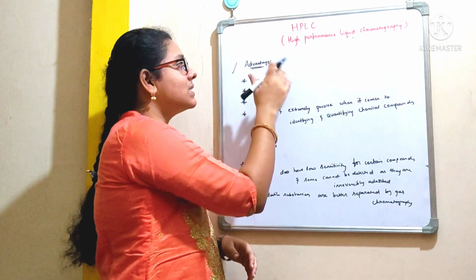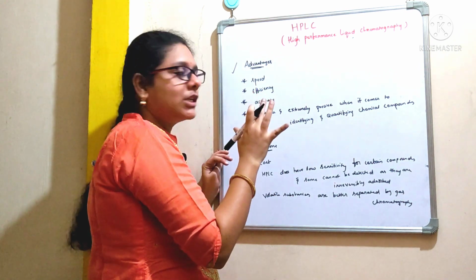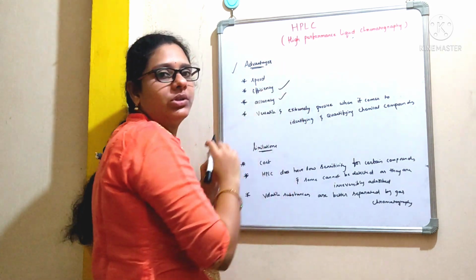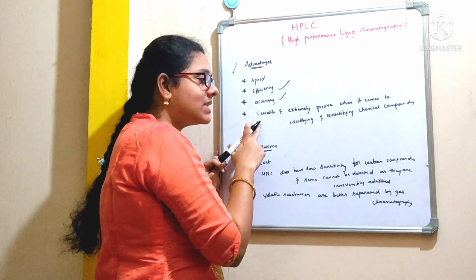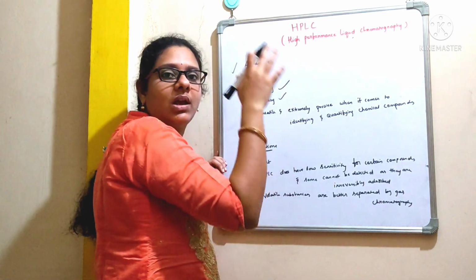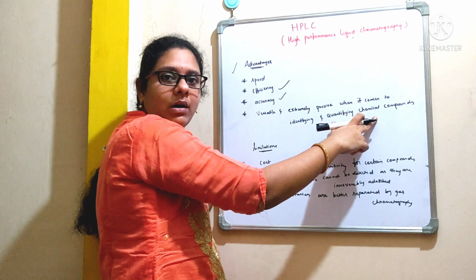Now let us discuss the advantages and the limitations of HPLC. First, let us discuss the advantages. This HPLC method is accurate and it is highly efficient. Moreover, it is versatile and extremely precise when it comes to the identification and the quantification of certain chemical compounds.